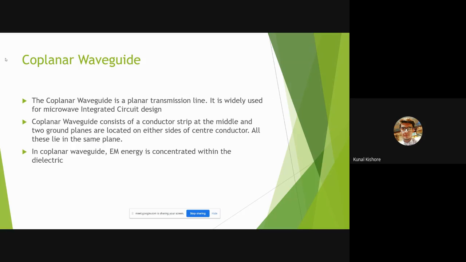As we are dealing here with coplanar waveguides and ultra wideband in our paper, first we will go through the coplanar waveguide. The coplanar waveguide is a planar transmission line, and it is widely used for microwave integrated circuit design. A coplanar waveguide consists of a conductor strip in the middle, and two ground planes located on either side of the center conductor. The most important thing about the coplanar waveguide is that all these lie on the same plane. For a different antenna, we know that the ground plane lies on the other side, after the substrate, and then the patch.